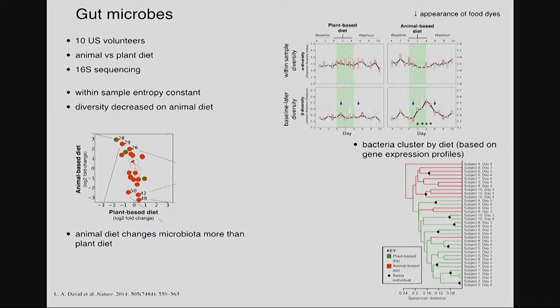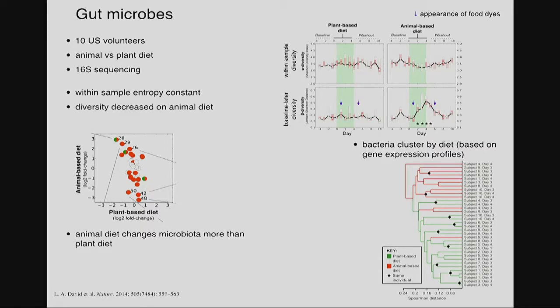And what they looked at is, they sequenced the bacteria from all of the poos, and they asked what is the within sample diversity as a function of time. What they mean by within sample diversity is how diverse are the bacteria within a given sample, and they quantify this with Shannon diversity, you can see here in small letters. And you see that it essentially doesn't change as a function of time.